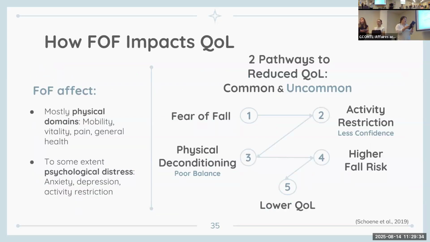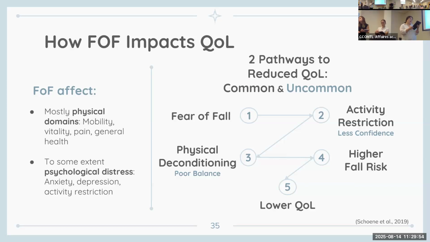Fear of fall strongly impacts quality of life across physical and psychological dimensions. There are 2 pathways through which fear of fall affects quality of life. The more commonly recognized pathway is through activity restriction, which then leads to physical deconditioning, reduced strength, and then higher fall risk, which eventually leads to decreased quality of life.